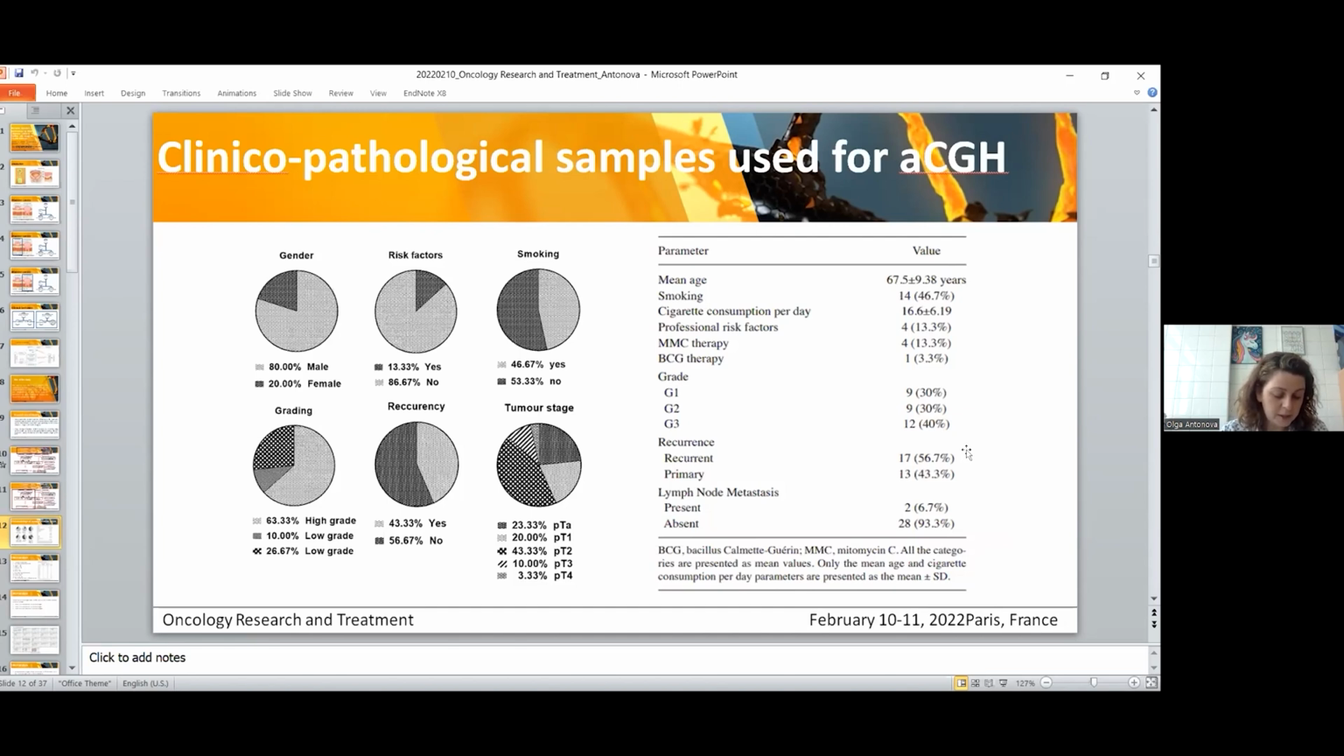The mean age of the studied patients was around 68 years, and a total of 46 of them were smokers, with an average cigarette consumption of 16 cigarettes per day. 4 patients had professional risk factors related to the transport of oil and chemical industries.